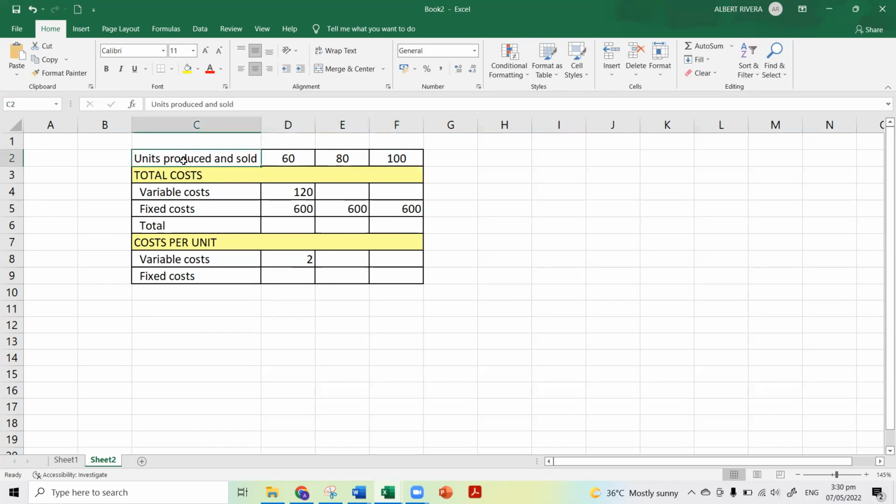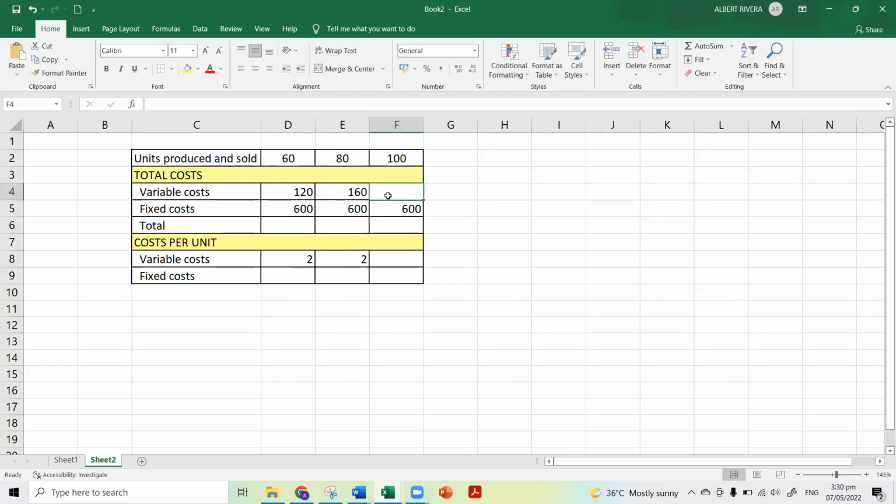If the units produced and sold is 80 units, what do you think is the variable cost? Okay, so that should be 160. That is 80 times 2. Okay, so this is 160. If the variable cost is 160, what is now the variable cost per unit? That remains at 2 pesos. That is why the behavior of variable cost is that it varies in total, but constant per unit. Okay, so this is 2 pesos.